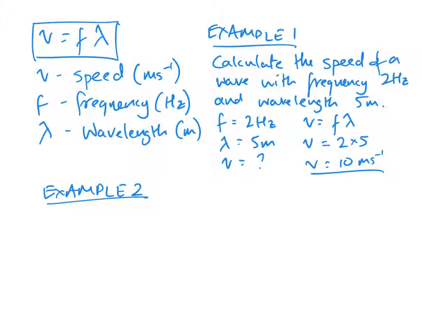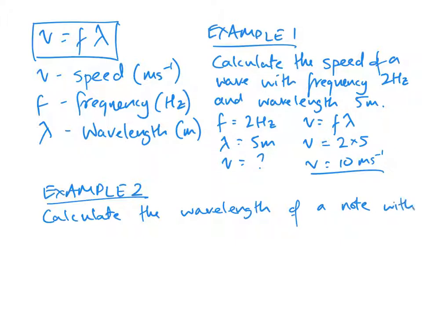Okay, so if we're trying to calculate something on the right hand side, that can be a bit more complicated. So let's go with: calculate the wavelength of a note with frequency 0.44 kilohertz. Now we've added another slight complication here.